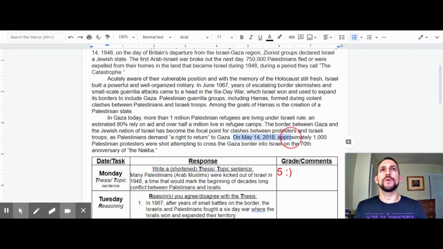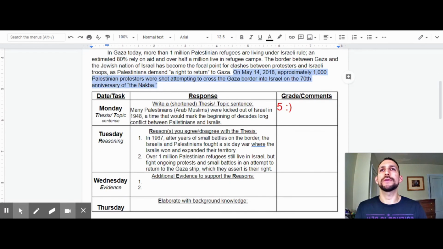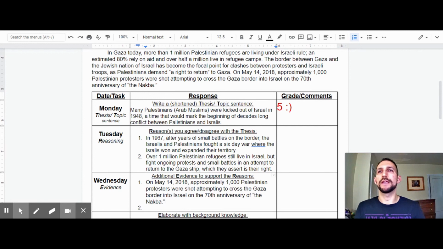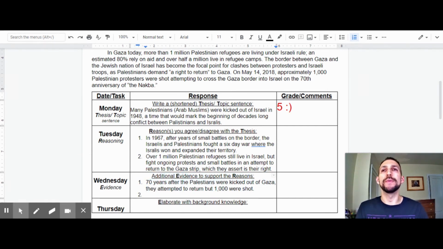All right, the last sentence of the reading: "2018, approximately 1,000 Palestinian protesters were shot attempting to cross the Gaza border into Israel on the 70th anniversary of Nakba." So on the anniversary of the catastrophe, or the Nakba, we had Palestinians still trying 70 years later to get back into the Gaza Strip. So this is certainly evidence for it being an ongoing conflict. Again, I'm going to paste this and rewrite it in my own words. 70 years after the Palestinians were kicked out of Gaza, they attempted to return, but 1,000 were shot. That encompasses this piece of evidence, and in our own words, sometimes there'll only be one easy to find piece of evidence, but we're going to look for a second.